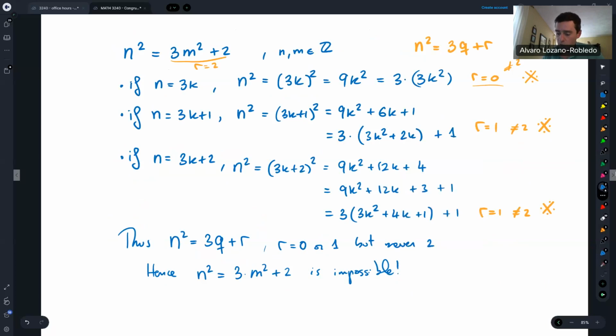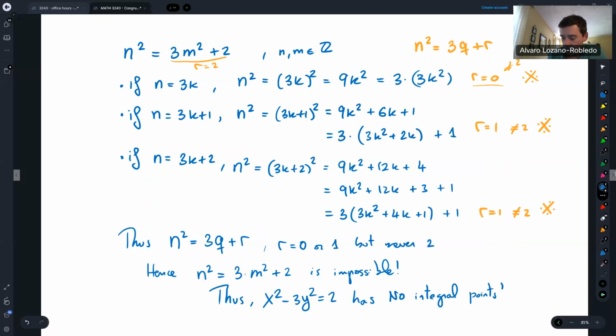Okay, so there you have it. So now we have a proof that there cannot be integer solutions on this hyperbola. Thus, this hyperbola has no integral points. Okay. We are going to do this again once we have the machinery of congruences. We're going to be able to do this a lot quicker and a lot more briefly. So we'll get there.